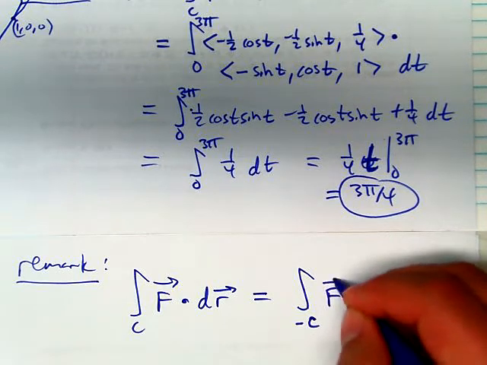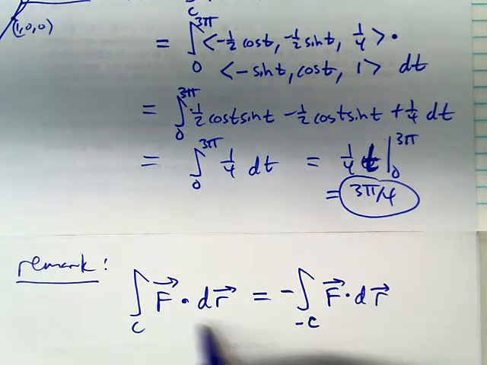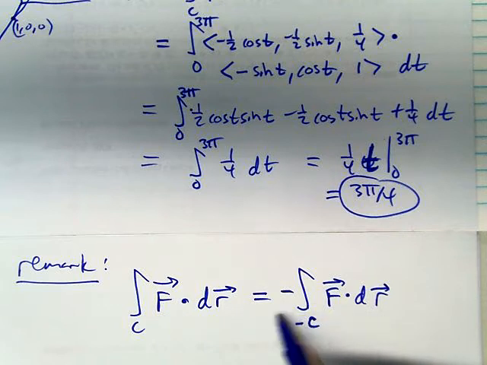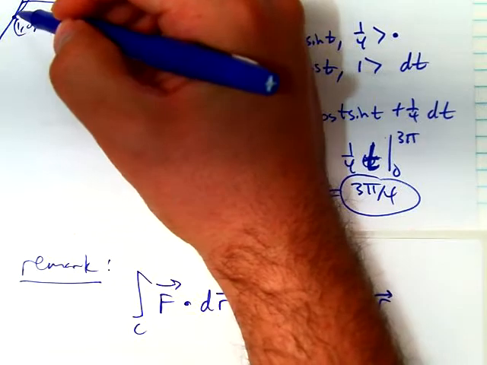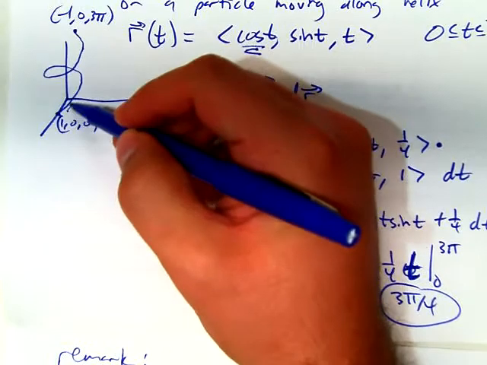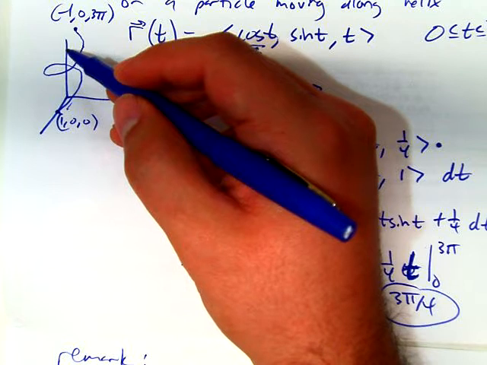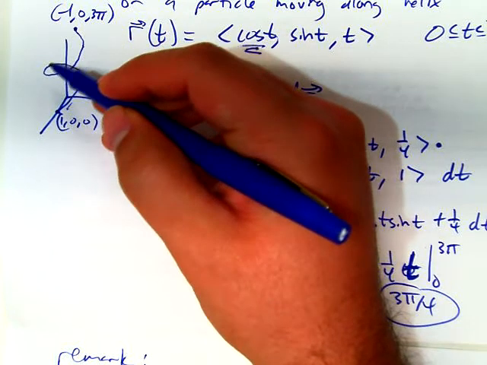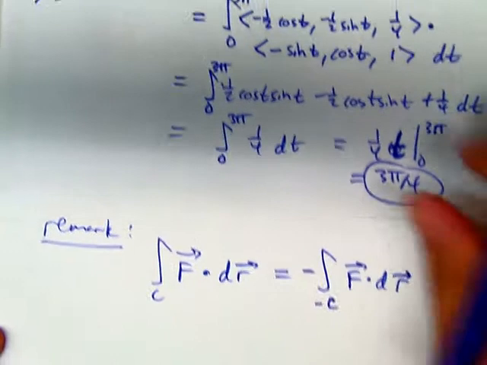And if that's the case, well then our line integral is just going to become the opposite value of what it was in the first place. So just keep in mind that if we reverse the path, then the line integral, the work, is going to be the opposite, which makes sense. From here, going this way, if the vector field performs 3 pi over 4 units of work, then it's going to have to do negative 3 pi over 4 units of work to go back along that path.